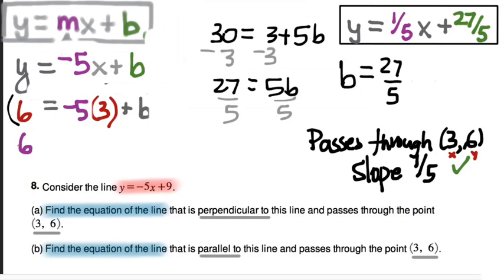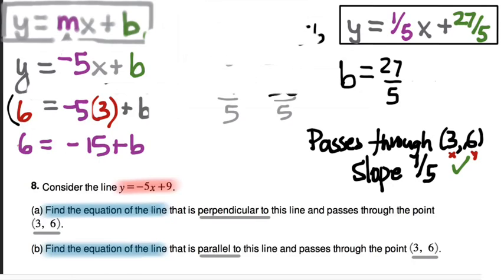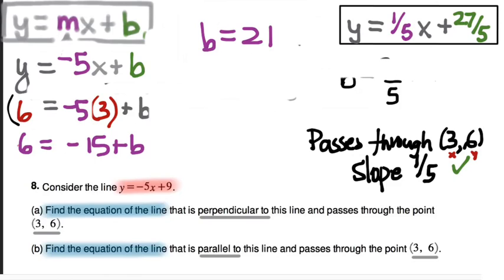Instead, we get 6 equals negative 15 plus b. And adding 15 to both sides, we would have gotten b equals 21. Hope I did that right. And so if b is equal to 21, then our final answer there would look like y equals negative 5x plus 21.